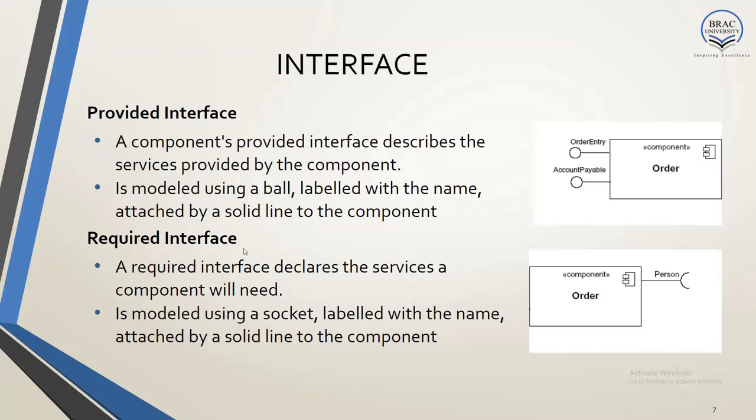For a required interface, the component defines what type of services or functionalities it needs from another component. It is labeled with a name and has a socket notation, this bracket-like notation, and the interface that it requires is labeled on top of it as well.